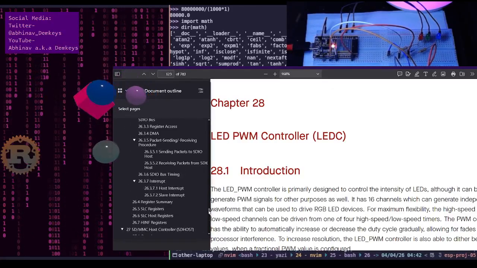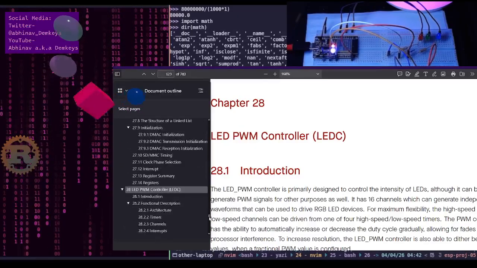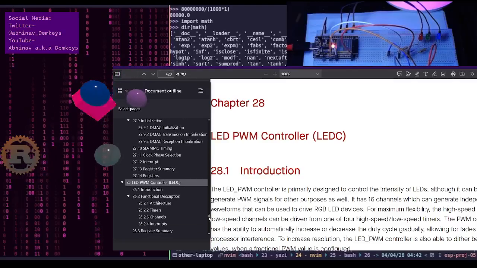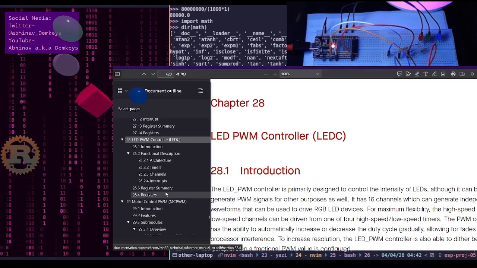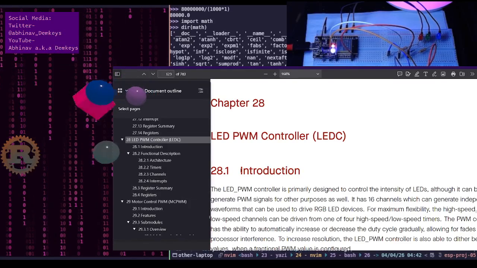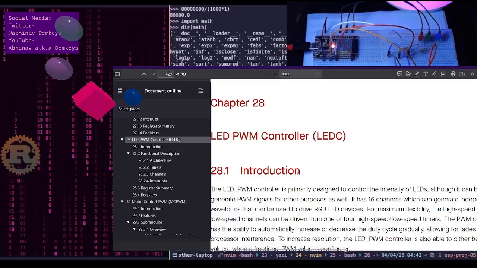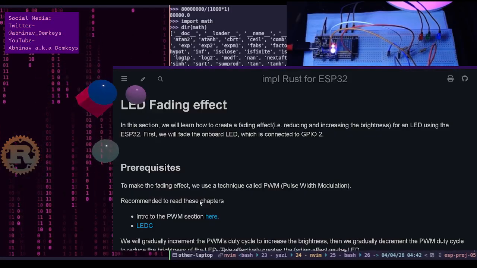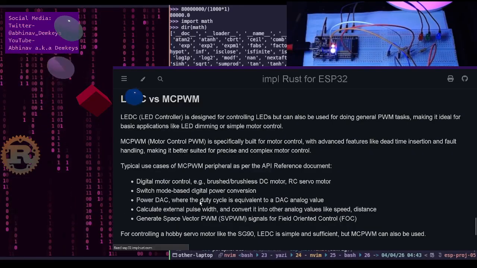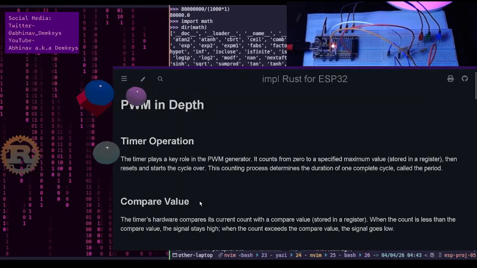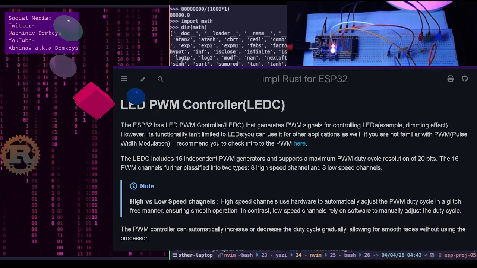What section is this? 28. So there's LED PWM and motor control PWM. Are these the only two types of PWMs that we have? Or is there a general purpose PWM as well? I don't think I paid attention to that in the documentation. What did it mention there? Hold on. PWM in depth.